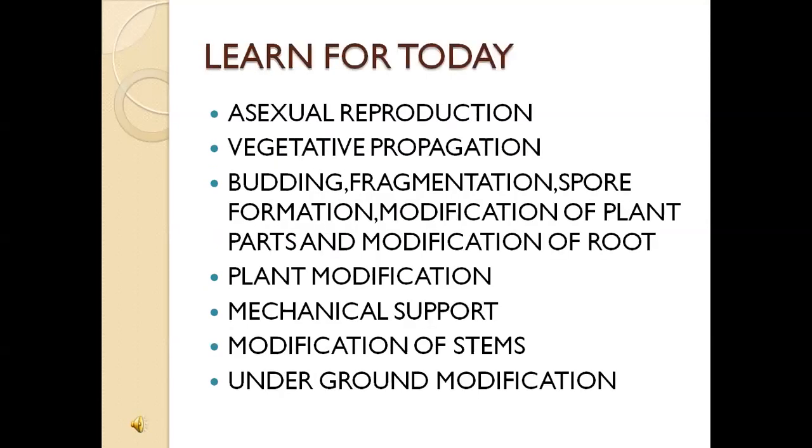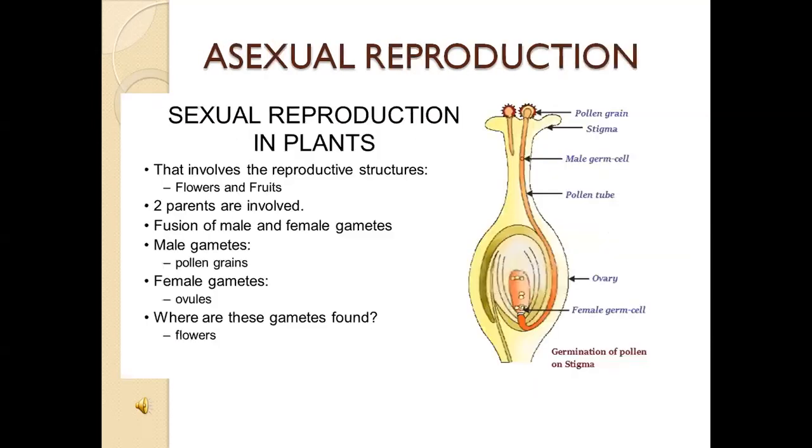Learn for today: asexual reproduction, vegetative propagation, budding, fragmentation, spore formation, modification of plant parts and modification of root. Next, plant modification, mechanical support, modification of stem, underground modification. In this class we discuss these titles. Asexual reproduction.